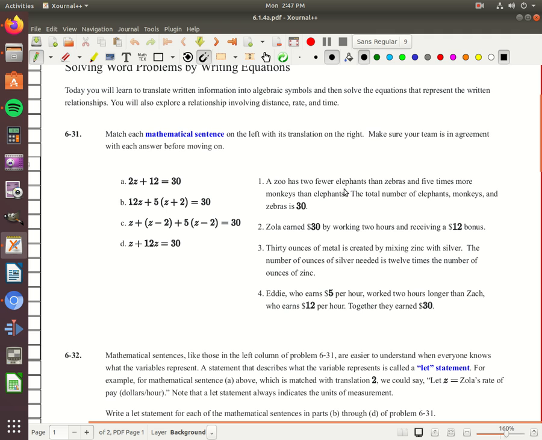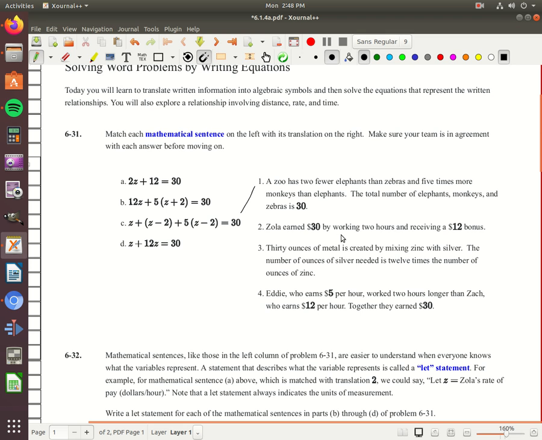So a zoo has 2 fewer elephants than zebras, 5 times more monkeys than elephants, and the total number of elephants, monkeys, and zebras is 30. So let's see here. What if I said this is zebras? I have 2 fewer elephants than zebras. This would be the elephants. And I have 5 times more of the monkeys than elephants. So I think 1 and C probably go together.